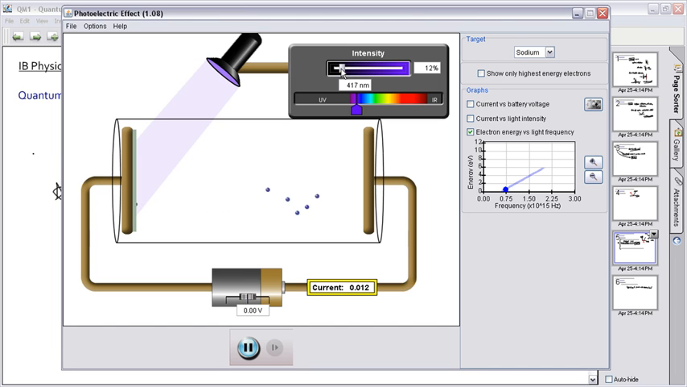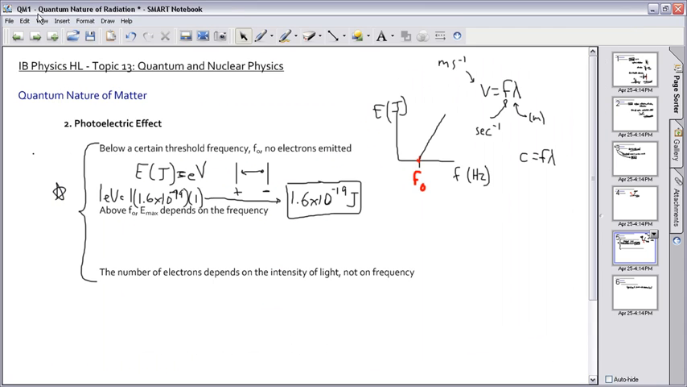So there's some. And if I want to have more, all I have to do is increase the intensity. Do you notice now I've got more of them coming out? So it wasn't the frequency that did it, it was intensity. If I want more electrons to come out, I increase the intensity and I get more of them. So you see, that's a really good way of illustrating all three of these, I think. At least.